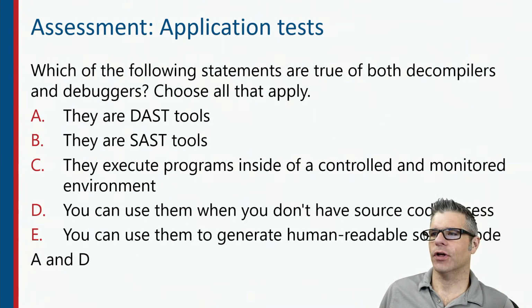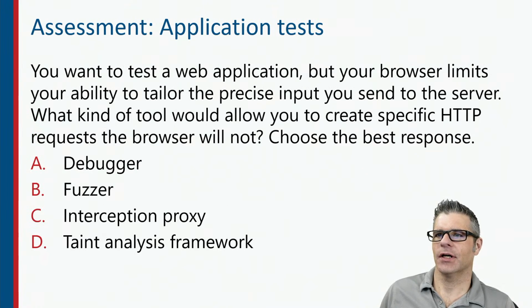You want to test a web application, but your browser limits your ability to tailor the precise input you send to the server. What kind of tool would allow you to create specific HTTP requests that your browser will not? A debugger, a fuzzer, an interception proxy, or a taint analysis framework? Is it C? It is like Burp Suite.